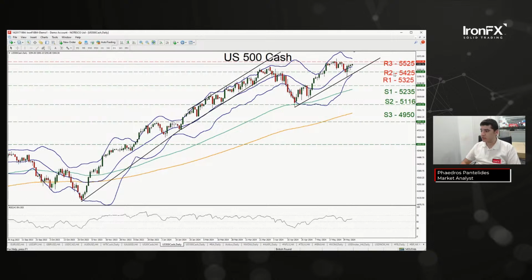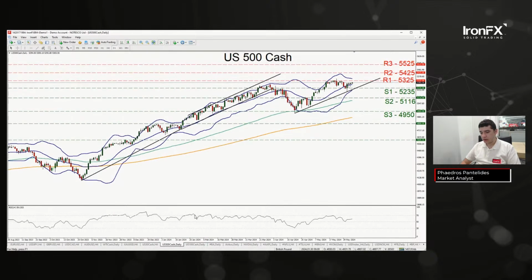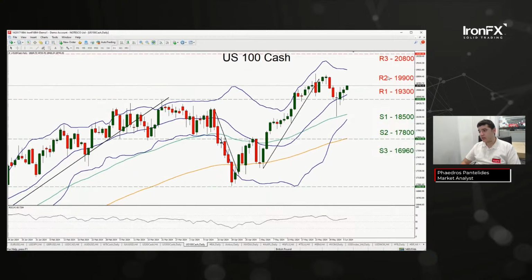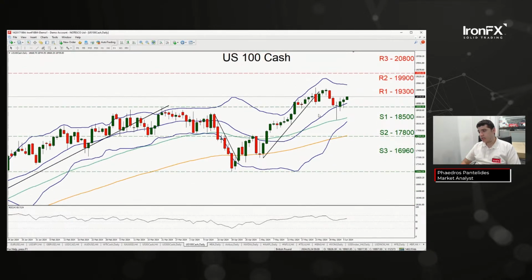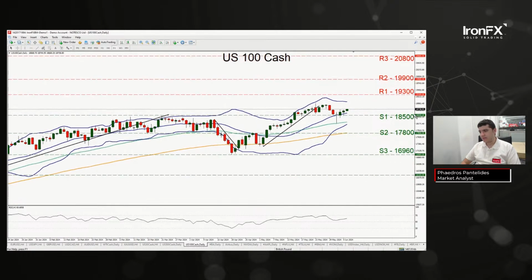S&P 500 staying sideways between S1 and R1, potentially up until the NFP figure on Friday. The Nasdaq is recovering slightly, hasn't really broken below S1. Yes, it did wick down below our support level, but it didn't close below. So it dipped, took perhaps some liquidity, forced some stop losses, and then moved higher. We would maintain a sideways bias for the Nasdaq 100 index.